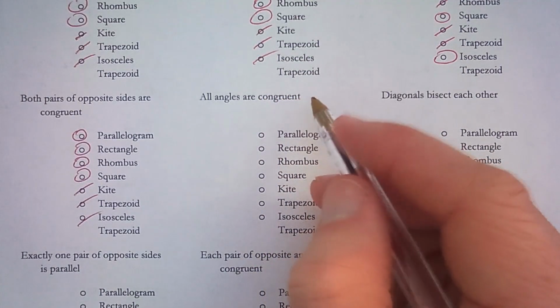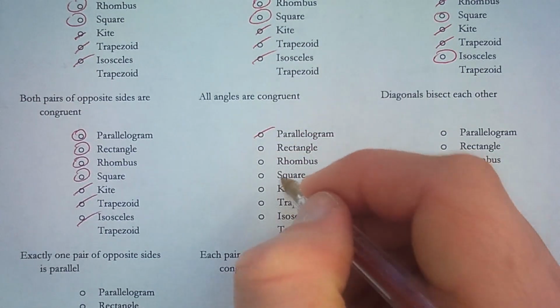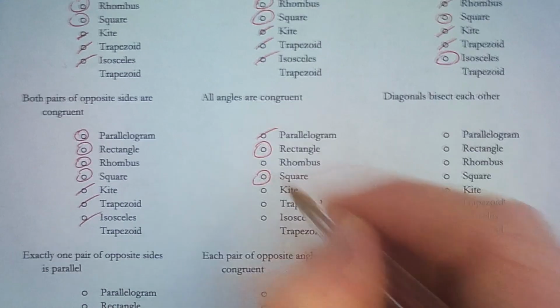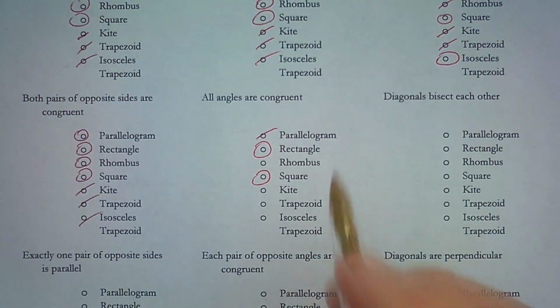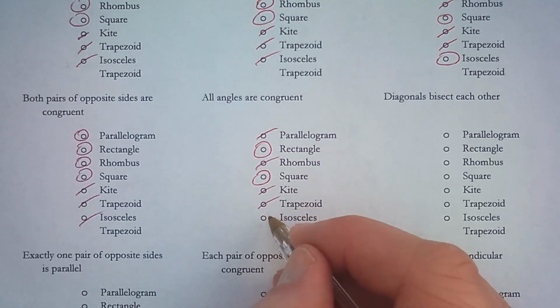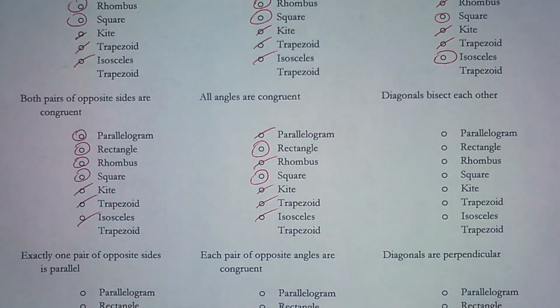All angles are congruent. In a parallelogram, no. In a rectangle, and any type of rectangle, yes. So that's rectangle and square. All angles congruent in a rhombus, no. Kite, no. Trapezoid and isosceles trapezoid, no.